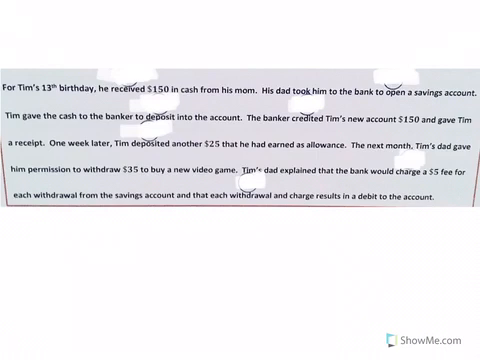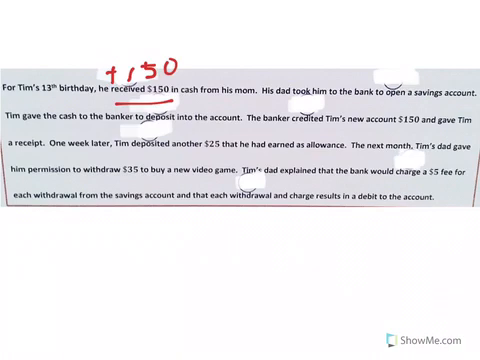For Tim's 13th birthday, he received $150 in cash from his mom. So he earned $150. So that's going to be a plus 150, right? That's a positive number. He was given that money. That's a gain for him. Positive numbers are greater than 0. 150 is certainly greater than 0.